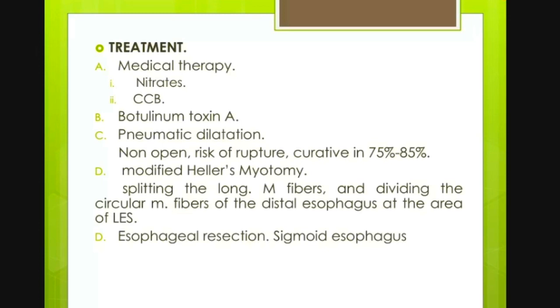For us, we can do a modified Heller myotomy. This is by splitting the longitudinal and circular muscles, dividing them, and you should keep the mucosa intact. This should be from the start of the achalasia, the stenotic part, you go 5 centimeters above and 5 centimeters below, reaching to the fundus of the stomach. This is the most important. We do it by myotomy.